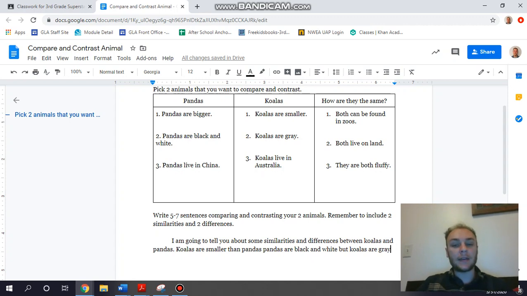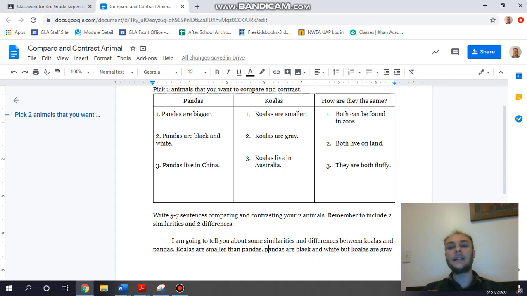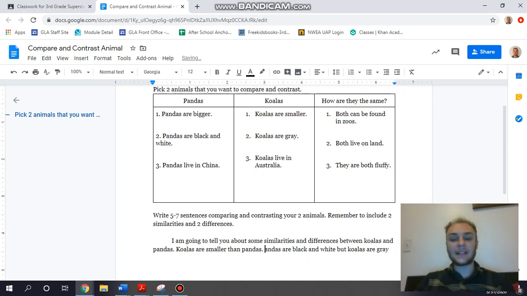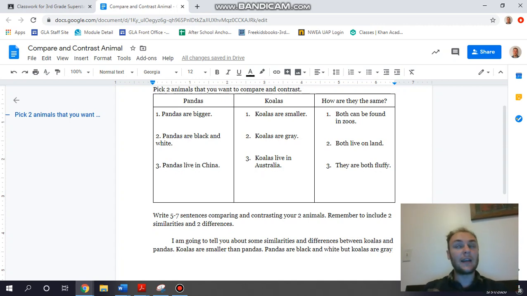Koalas are smaller than pandas. Mr. Berkey had a pause in his voice. I'm going to read again. Tell me where to put the period. Koalas are smaller than pandas. Pandas are black and white, but koalas are gray. Where do I need to put my period? Yes, it's after pandas. Now, before I start my second pandas, it needs to be a capital letter because it's starting a sentence. So we need to backspace that and click Shift and make our P capitalized. Pandas are black and white, but koalas are gray. What do I need at the end of this sentence? A period.